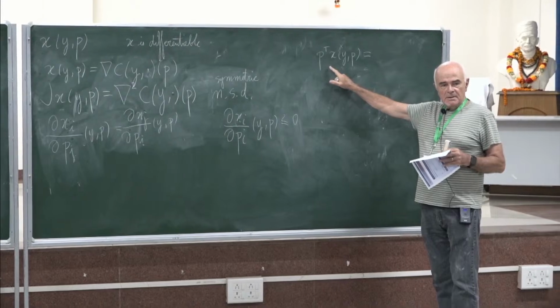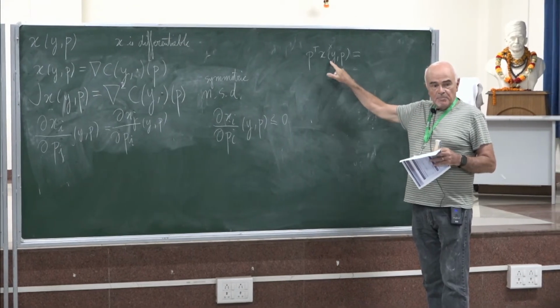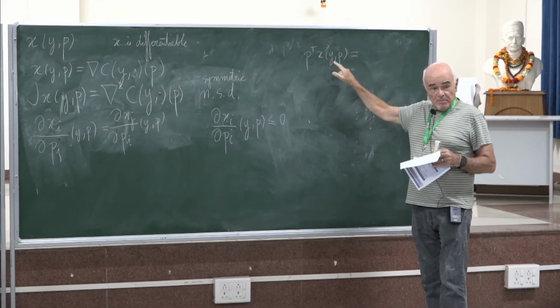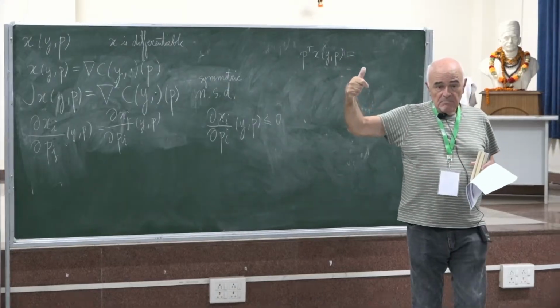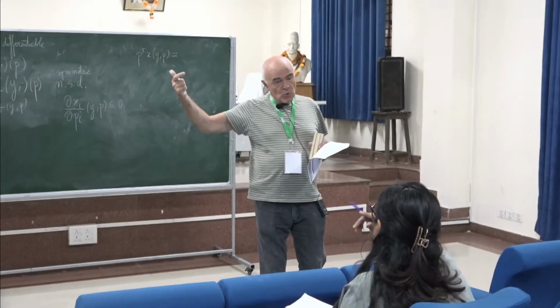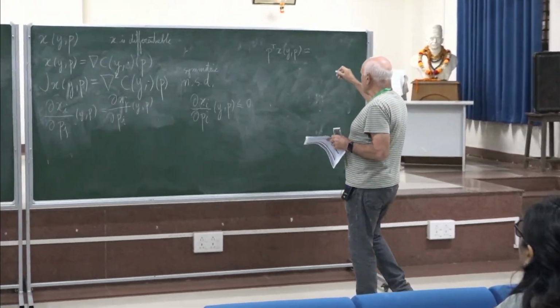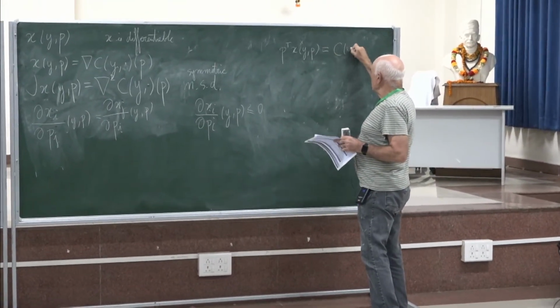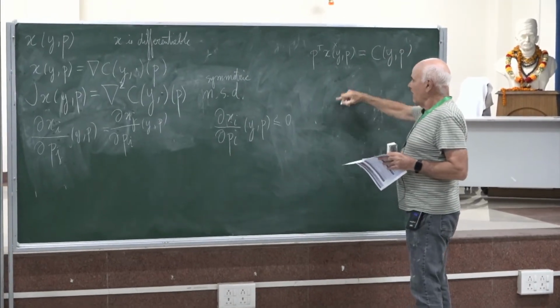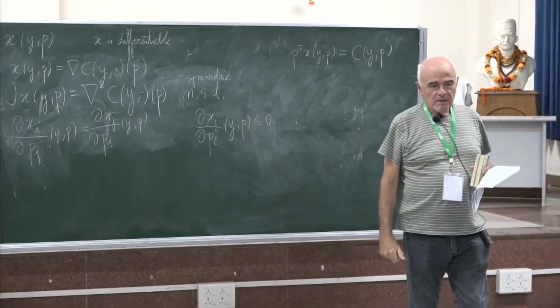This is the inner product, this is the cost of x of y,p and the price is p. But x of y,p is the optimal. So this is equal to the optimal cost. And the optimal cost is what we call c of y,p. Okay?